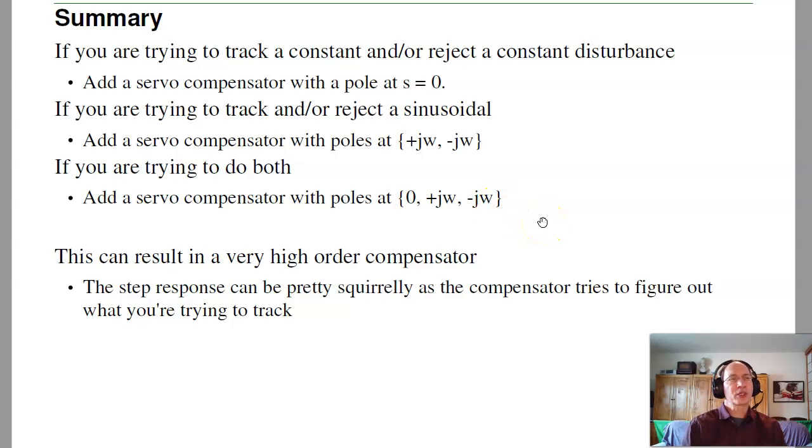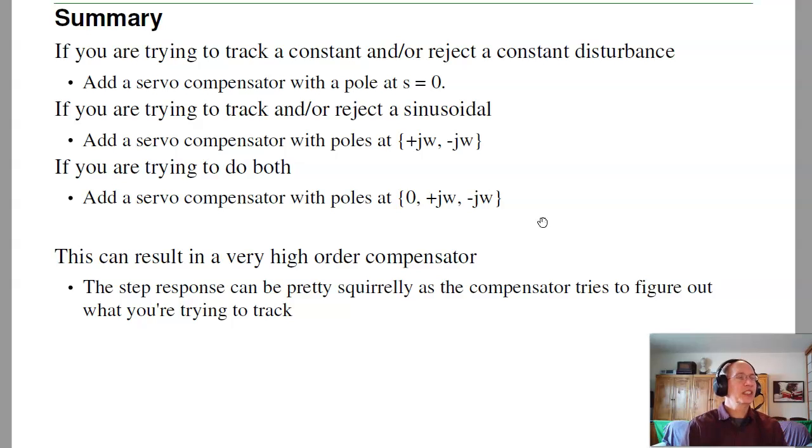I'm getting a more and more complicated control law. The result can be a very high order compensator, and the step response can get pretty squirrely as the compensator tries to figure out what you're trying to do. But that's the result you get with this approach. If the results are too squirrely, you might want to do something different, such as what I mentioned before: adaptive controllers, robust controllers, self-tuning regulators, a different version of control, but that's a different class.